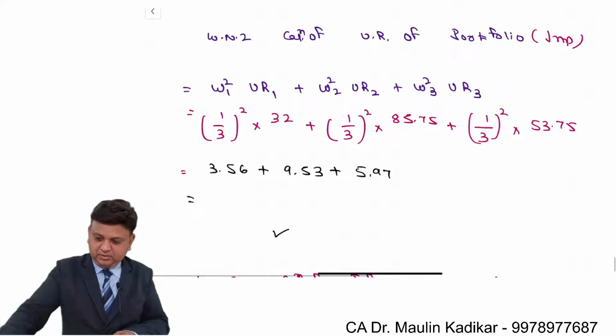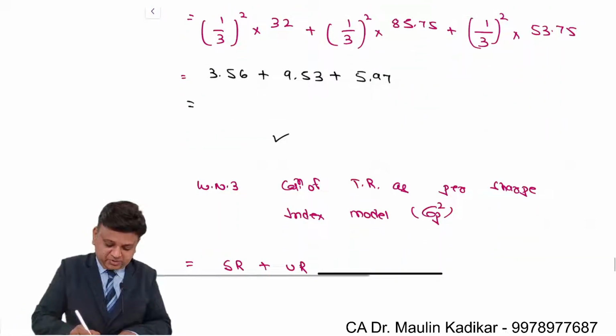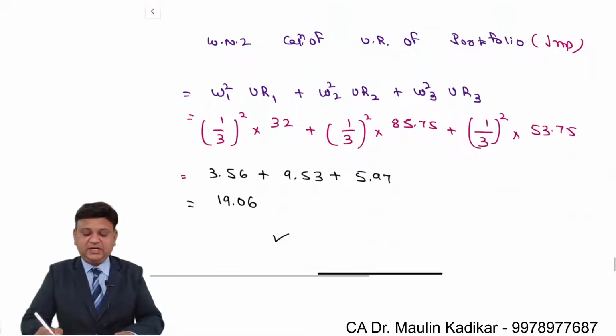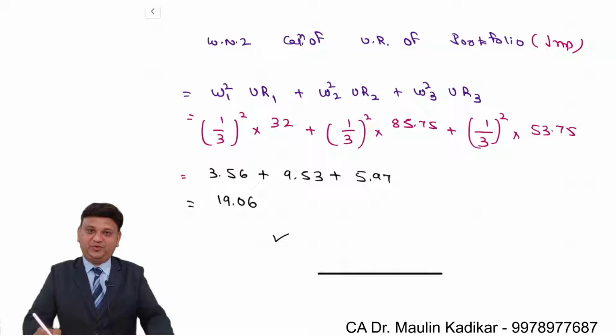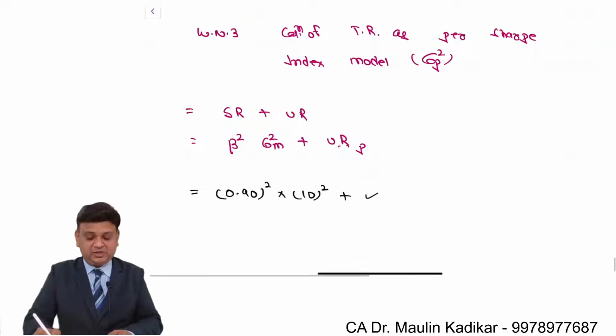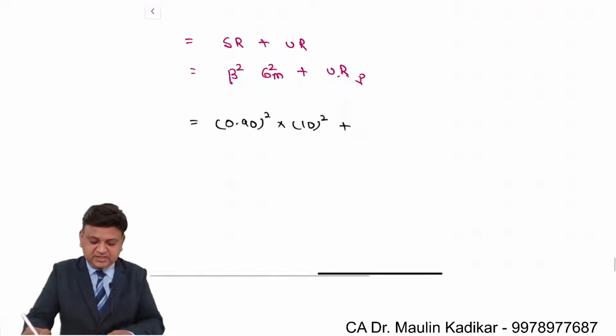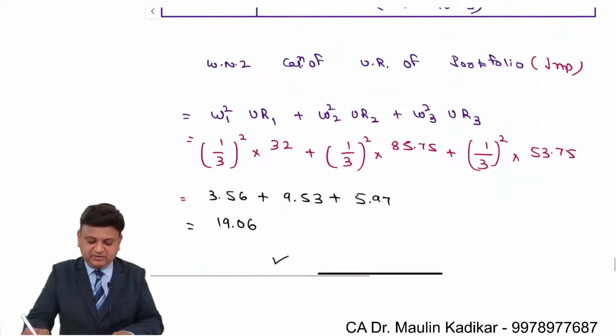Okay. 3.56 plus 9.53 plus 5.97 is equal to 19.06. This is the unsystematic risk of the portfolio. Okay, next is the total risk. In that, we are just supposed to add this unsystematic risk component that we have calculated.